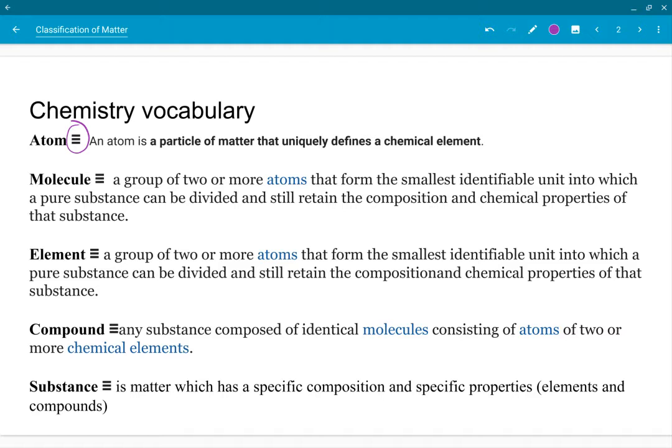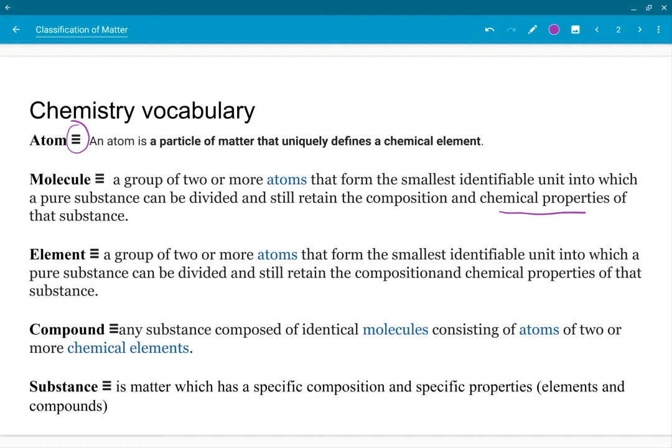So if we look up the definition, an atom is a particle of matter that uniquely defines a chemical element. Now, if we want to look at molecule, it is a group of two or more atoms that form the smallest identifiable unit into which a pure substance can be divided and still retain the composition and chemical properties of that substance. And so we are going to be looking in a little bit at chemical properties as well.